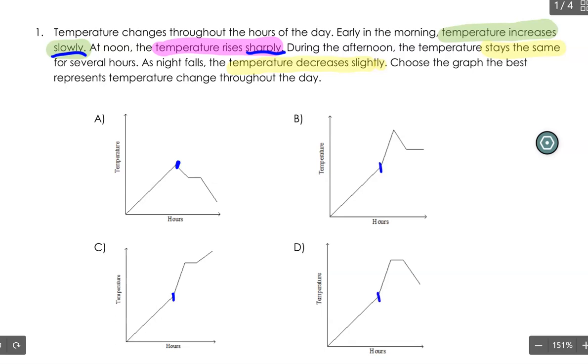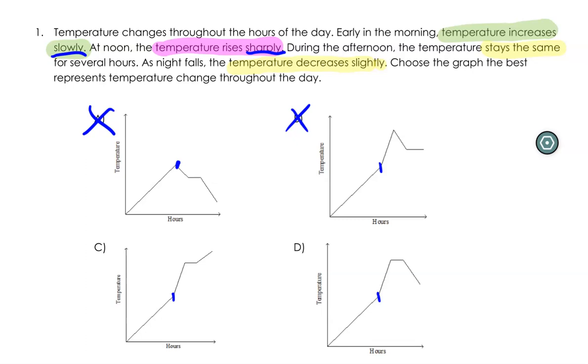Then it says temperature rises sharply. Okay, well, A starts going down, so we know that's not the right answer. Okay, B has a sharp increase, C has a sharp increase, D has a sharp increase. Okay, afternoon temperature stays the same, so we want to look for a constant. Okay, well, B has a decrease first, so that's not correct either. So it has to be C or D. Then as night falls, temperature decreases slightly.